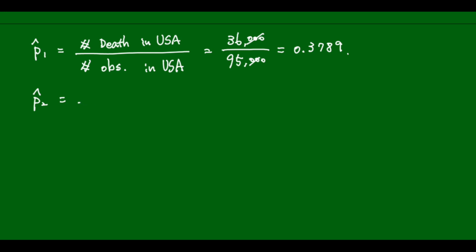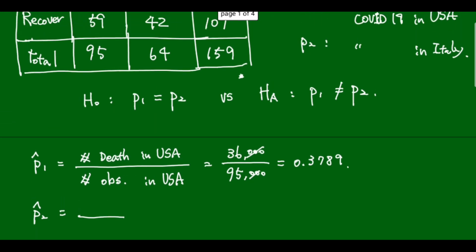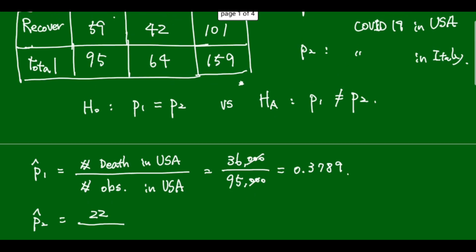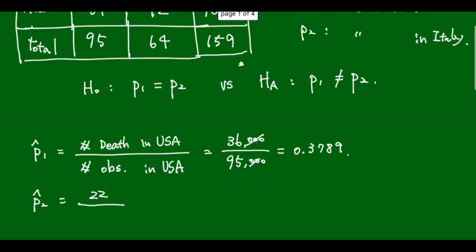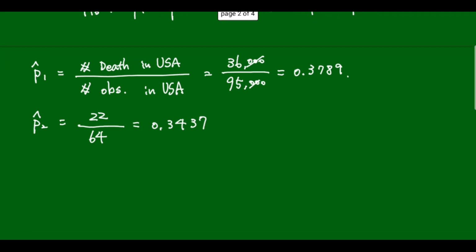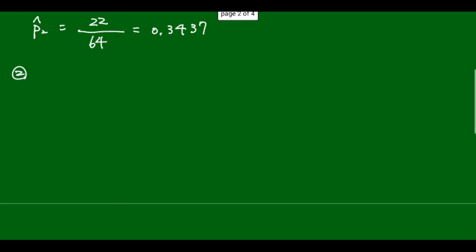And P2, the estimate of the death rate of COVID-19 in Italy, is 22 divided by the observation number 64,000. This makes 0.3437. Okay, so we have P1 hat and P2 hat. This is step 1, and the next step is to calculate the standard error.